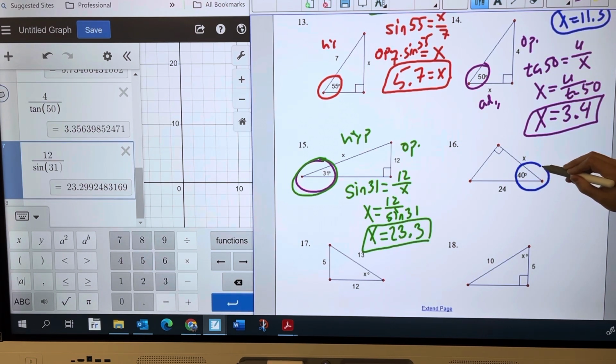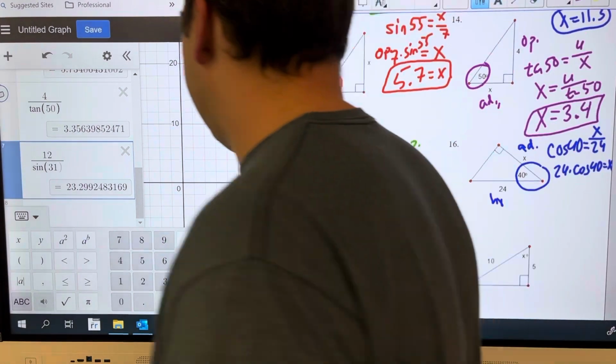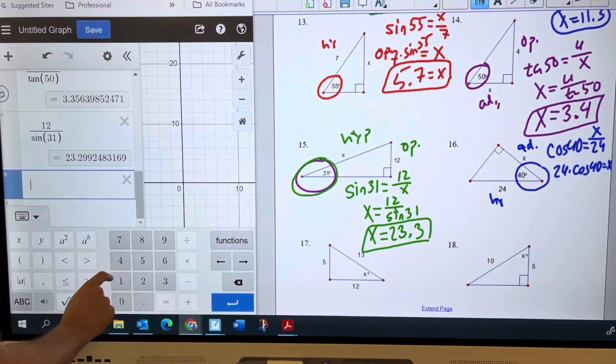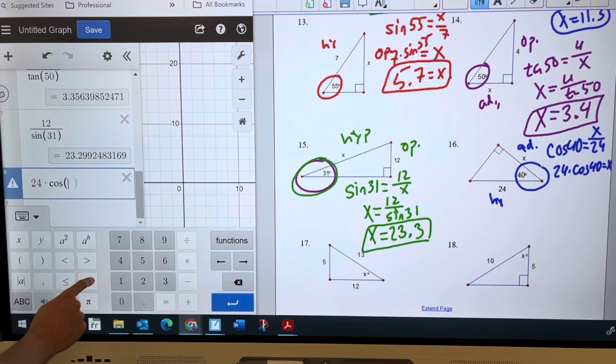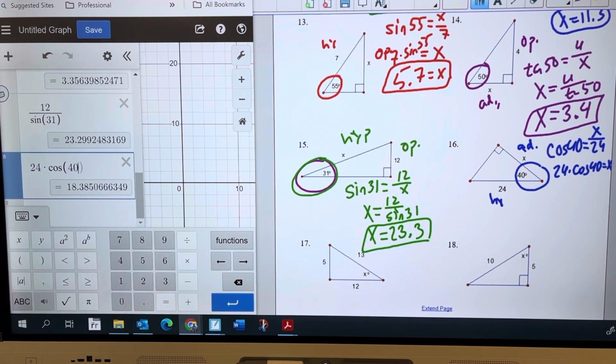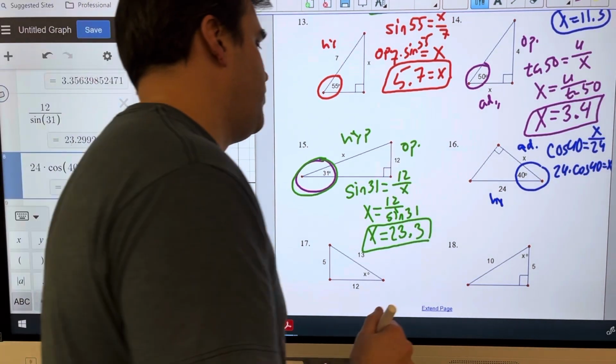Number 16. Got our angle, got our adjacent, and got our hypotenuse. So SOH CAH TOA, cosine 40 equals adjacent over hypotenuse. Multiply both sides by 24. And that gets our x isolated. So we're going to go 24 times cosine 40. 18.38 or 18.4.